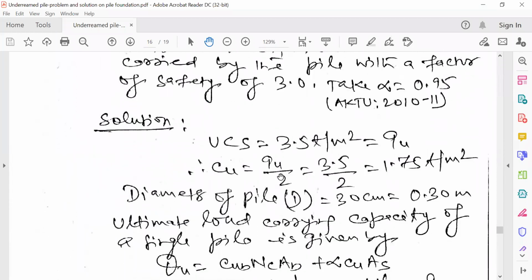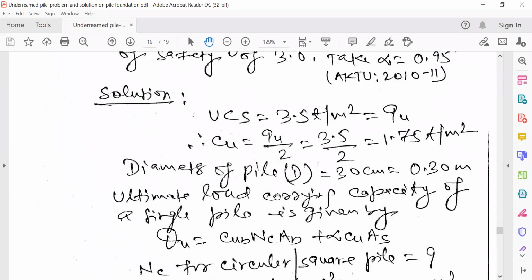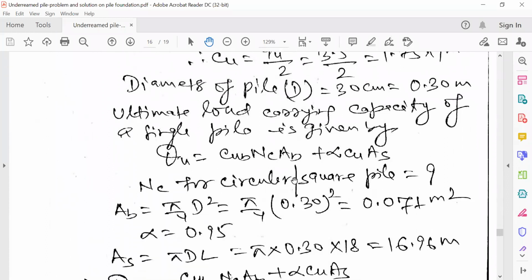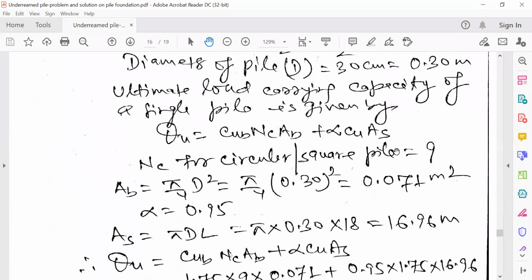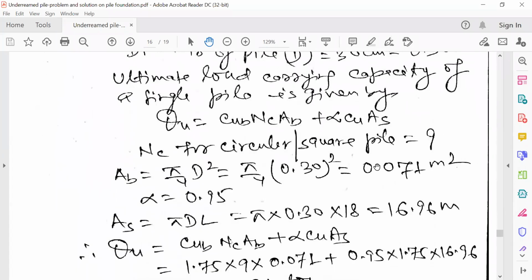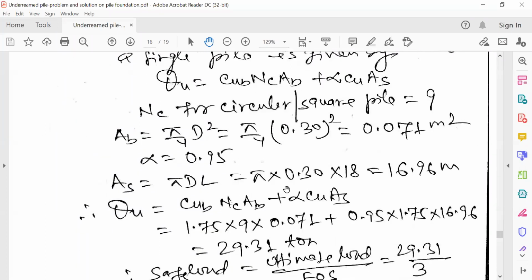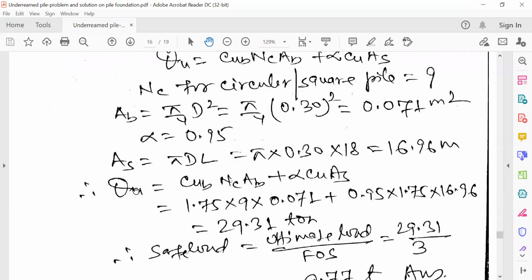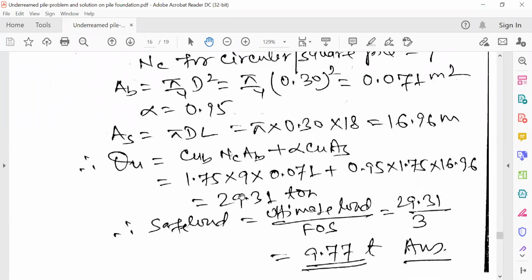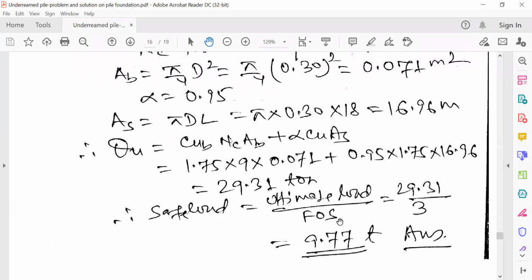UCS is given there, so Cu you can find out, and diameter of pile is also given there. So Qu, the same formula, Cu Nc Ab plus this one alpha into Cu As हम लोग निकाल सकते हैं. एरिया, सरफेस एरिया ऑफ द सिंगल पाइल, और सिंगल पाइल का लोड कितना लगेगा कैलकुलेट करेंगे हम लोग, और अल्टीमेट लोड निकालने के बाद सेफ लोड ये पूछ रहा है, तो हम लोग इसको ऐसे कैलकुलेट करेंगे.